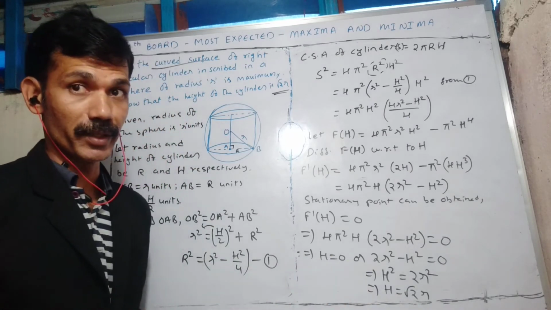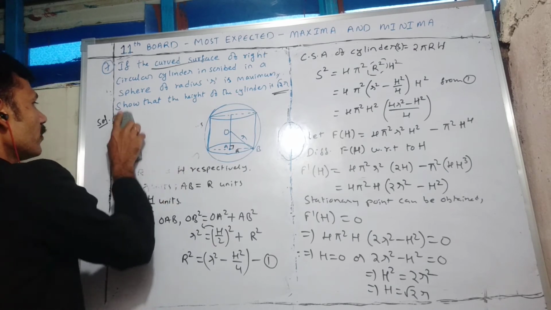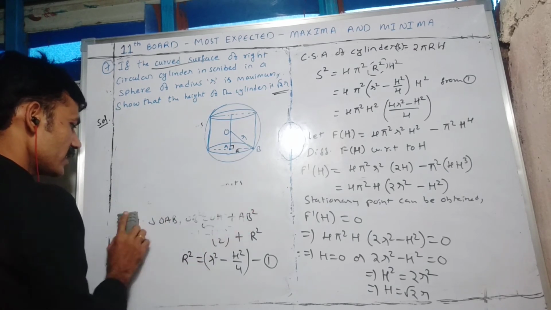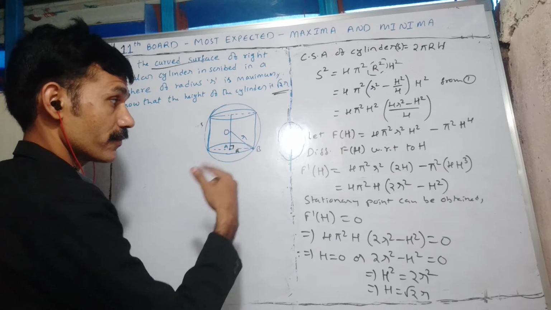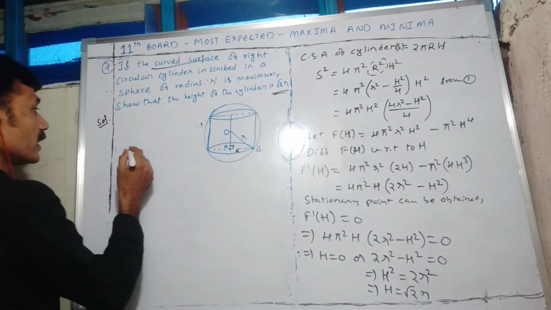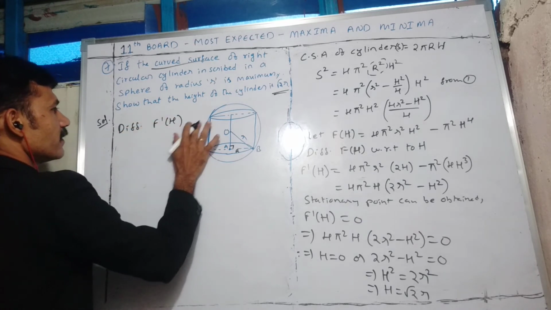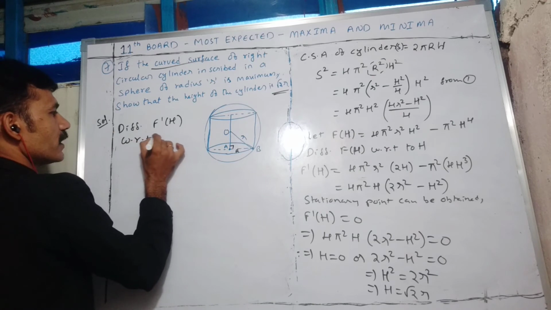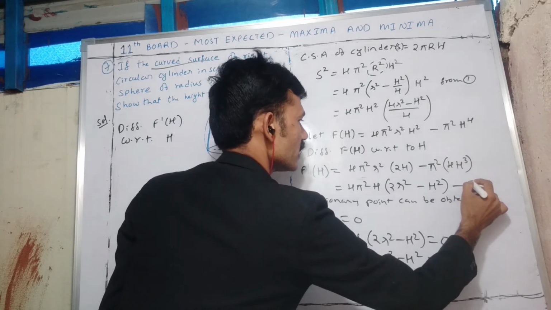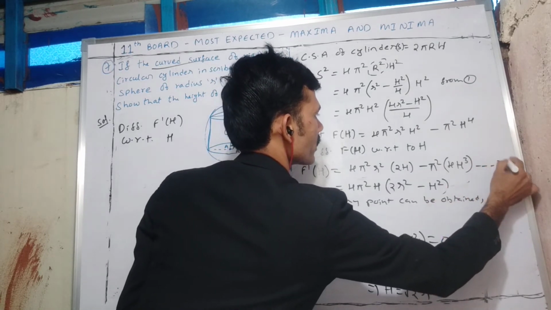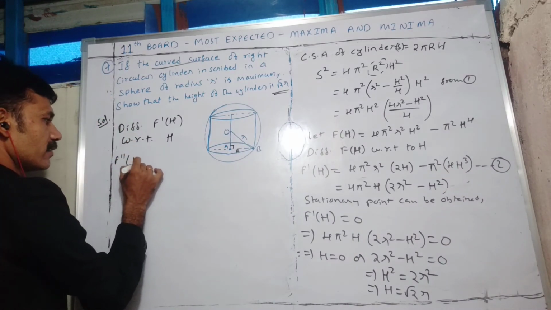There it can be a maximum or a minimum. To know exactly whether we get a maximum, we have to do the second derivative test. That means we have to differentiate again. We have to find the second derivative f''(h) for the second derivative test. So differentiate f'(h) with respect to h. See, where is f'(h)? This one only. We can differentiate this, or this also you can differentiate. Okay, f''(h) we will get.